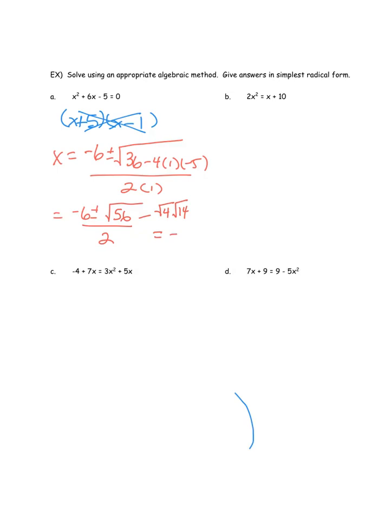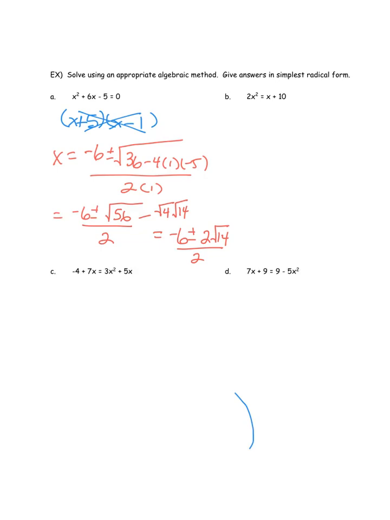This then would become negative 6 plus or minus the square root of 4 is 2, and the square root of 14 cannot be reduced. And all of that is over 2. One more step, guys. These are all even numbers. That means they're all divisible by 2.